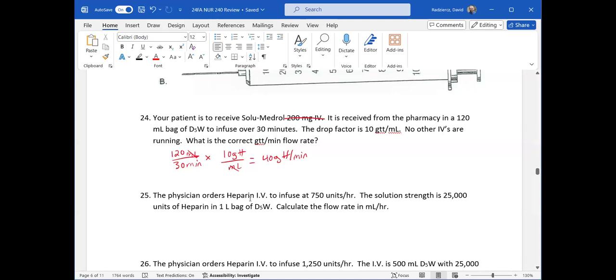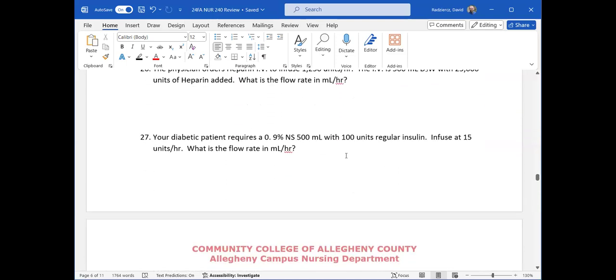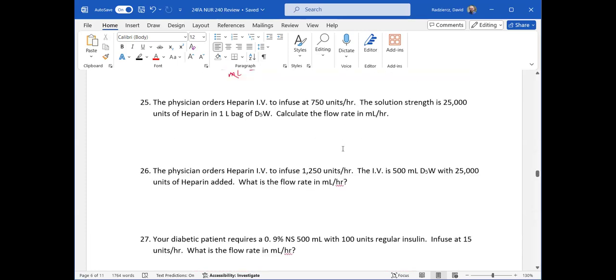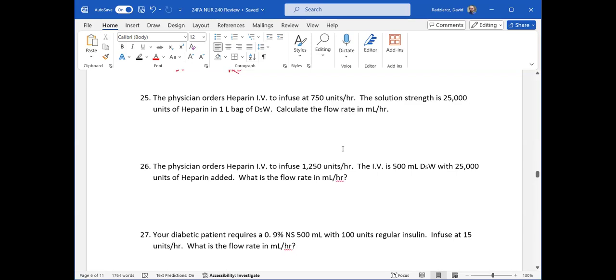$27. Got it. Okay. So 27, 26. Yeah, so why don't I just do 25, 26, 27, since those are all kind of coming in together, because they're all basically the same question. The question is convert units per hour to milliliters per hour.